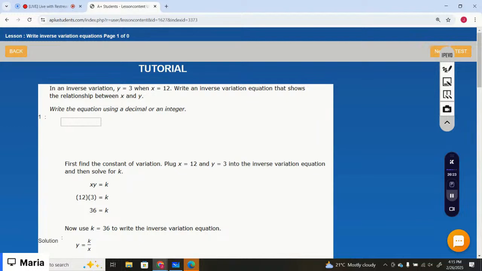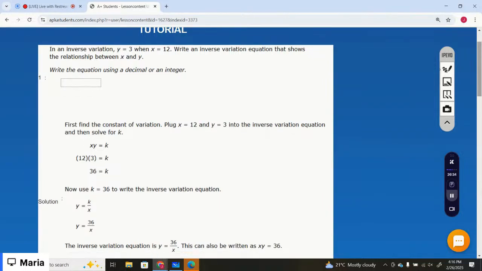In an inverse variation, y equals 3 when x equals 12. Write an inverse variation equation that shows the relationship between x and y. So you need to write down the equation when you are given x and y. X is 12, y is 3. You need to find the k first, right? That is the constant of variation.